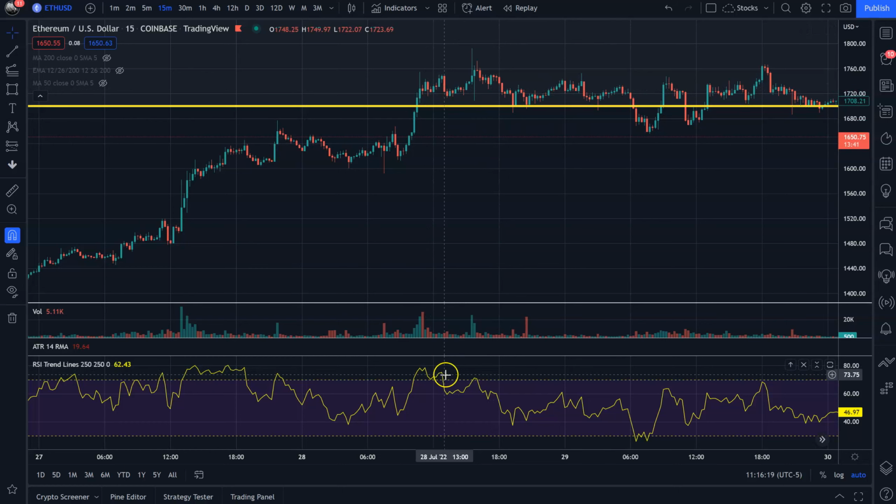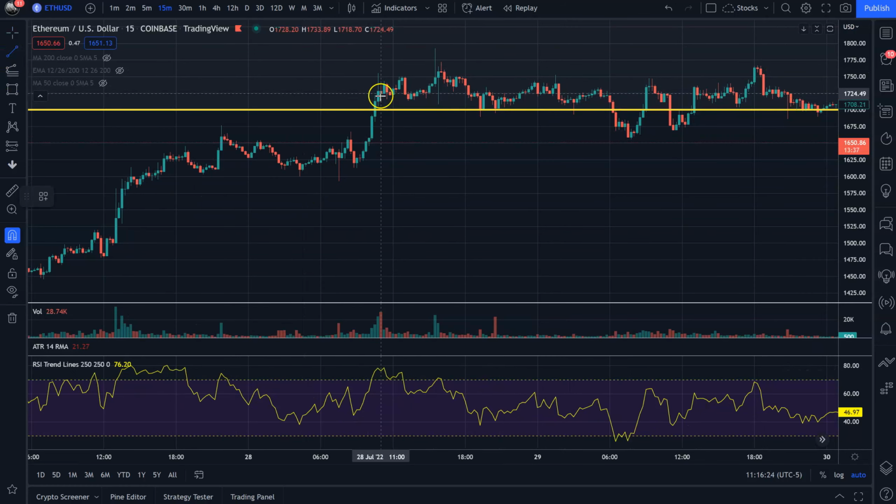Then if we take a look down here, we can actually see that we had double bearish divergence. Again, this is a 15-minute chart. So if we go up, we got a higher high there, another higher high here. At the same time, we have RSI putting in 2 lower highs. And so that's a double bearish divergence.